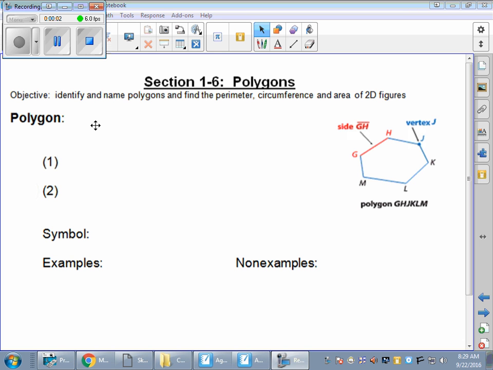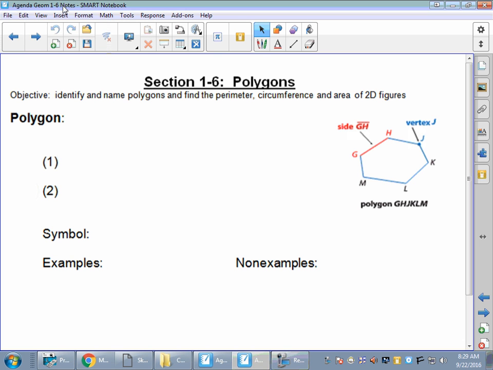Hi everybody. We are going to do some section 1-6 today. So section 1-6 in geometry is all about polygons. We're going to identify them, we're going to name them, we're going to find perimeter, circumference, and area. There's a little bit of formula work here, and we're looking at two-dimensional figures. We've got some circles in there as well, even though we're going to find out in a second, a circle is not technically a polygon.